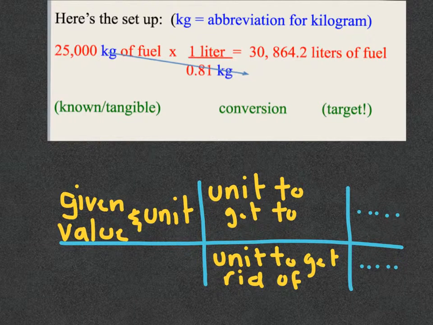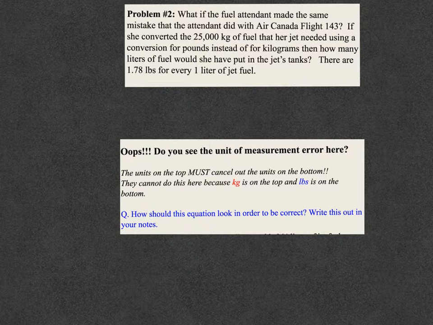I hope this lecture helps you understand the need for learning dimensional analysis in real life. We are going to tie this back to chemistry here. Let's take a look at one last problem here, problem number 2. What if the fuel attendant made the same mistake that the attendant did with Air Canada Flight 143? Let's take a look. Instead of using the liters to kilograms, what if she went to pounds? Let's take a look at that.